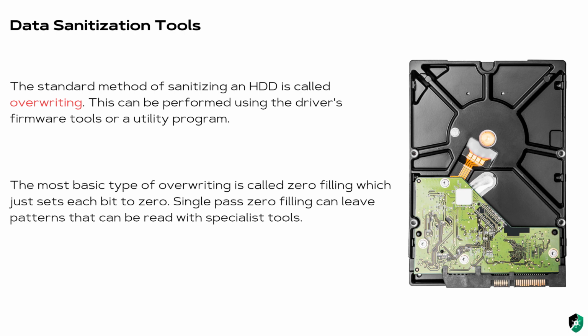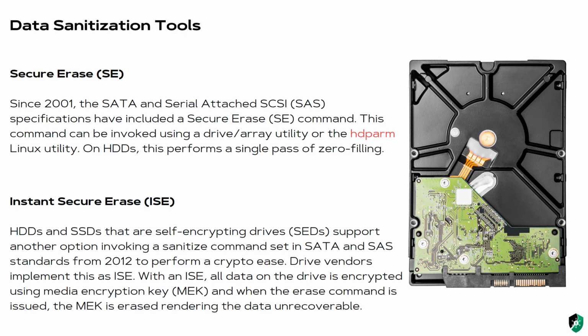And then we also have the single pass zero filling, which can leave patterns that can be read with specialist tools. We also have the secure erase, SE, and then the instant secure erase. These are other data sanitization tools. Now, for the secure erase, this was introduced back in 2001. The SATA and serial attached SCSI specifications do include the secure erase command. Now, this command can be invoked by using a drive array utility, or in Linux, you can use the hdparm utility. On HDDs, this will perform a single pass of zero filling.